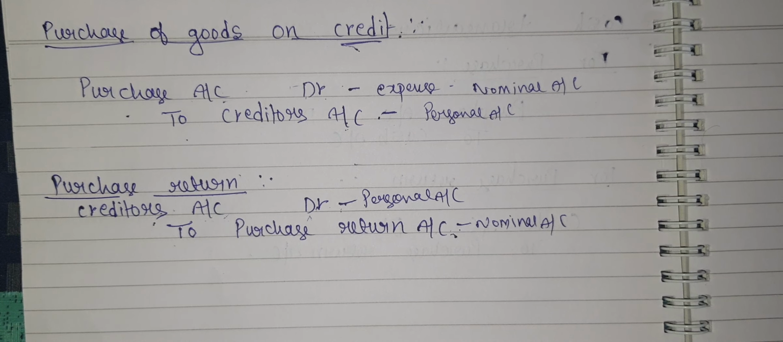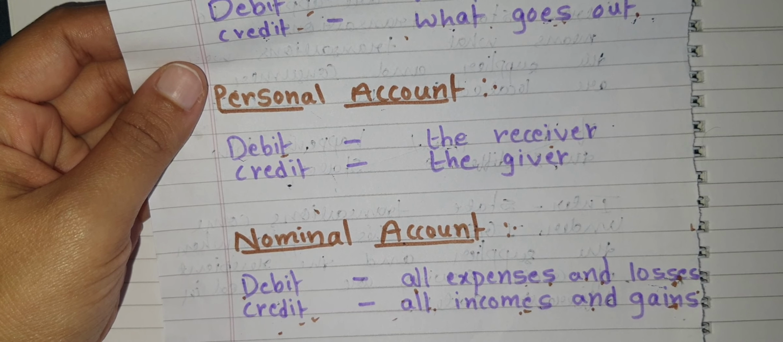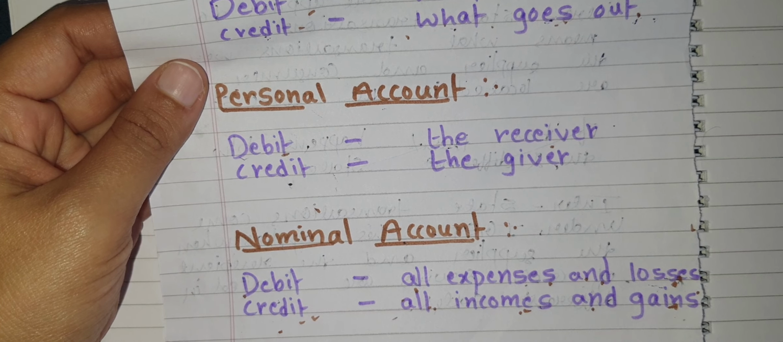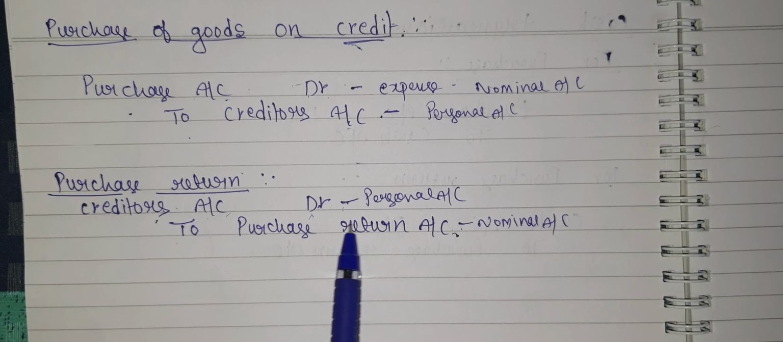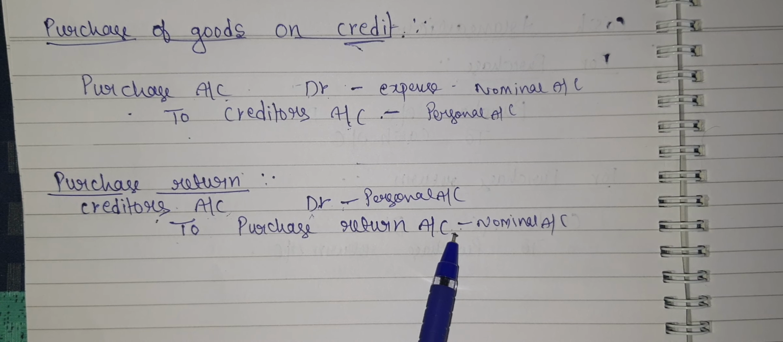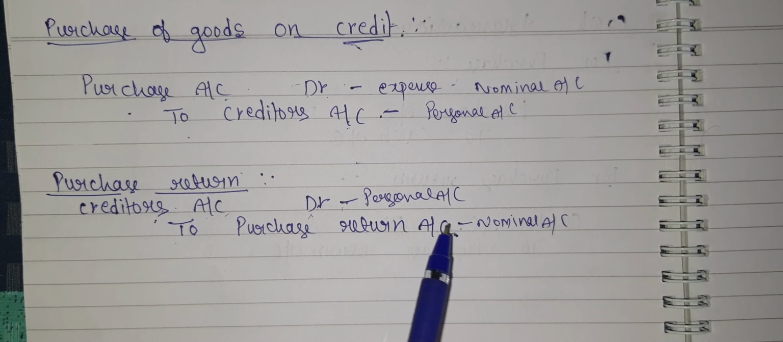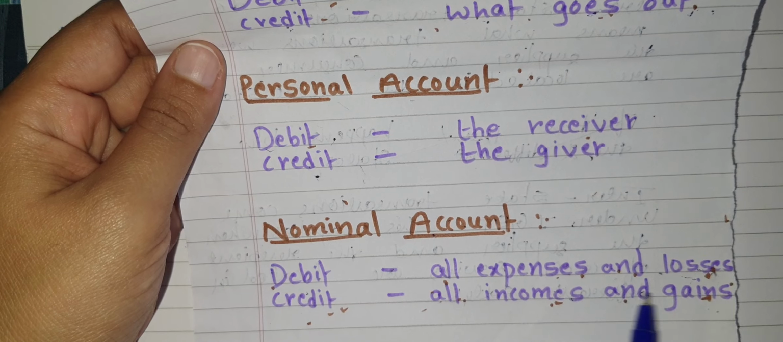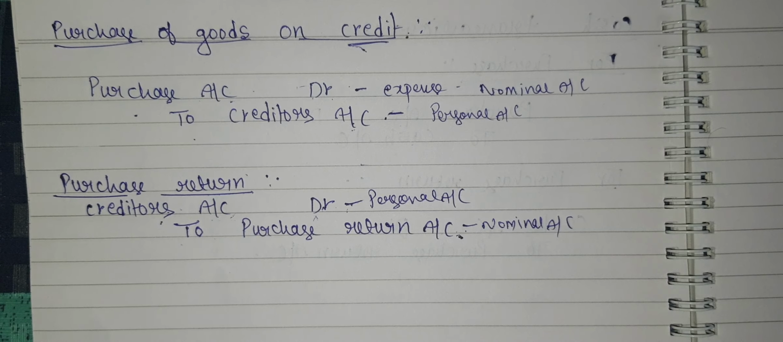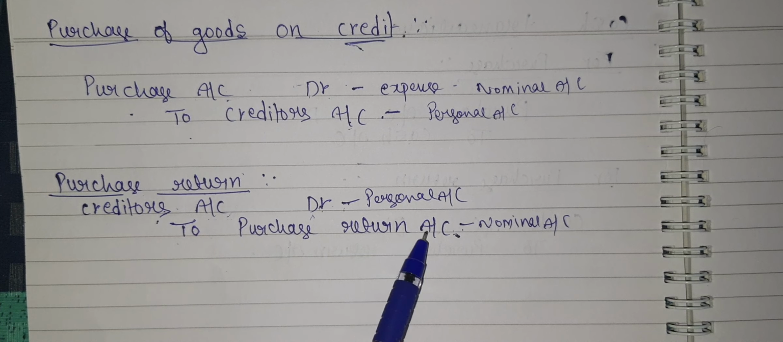Purchase return falls under nominal account, and the rule is credit all incomes and gains. So we need to credit the purchase return account. It means when you are returning the goods to the supplier, you will get the amount back. It falls under nominal account, and the rule of nominal account is credit all incomes and gains. So for purchase return, the journal entry is creditor's account debtor to purchase return account.